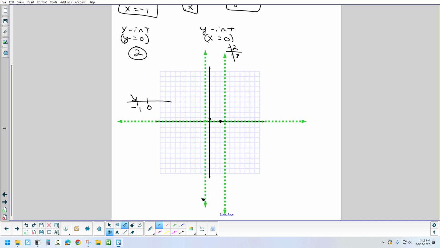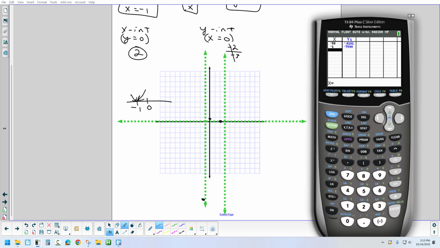Now we want to check a value on that side of -1. Okay, just to the right of it. What would be a value that's just a little bit bigger than -1? Negative 0.99. Yep. So let's try -0.999. So you're up at 7,500. So way up here.